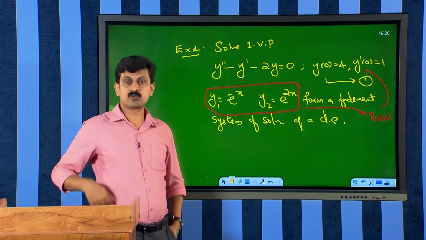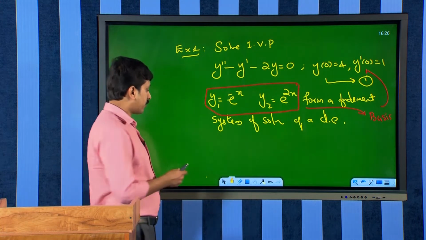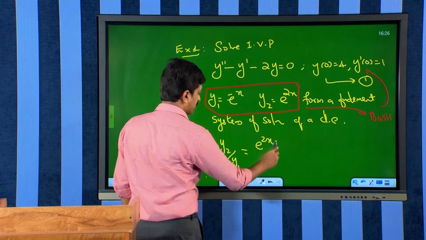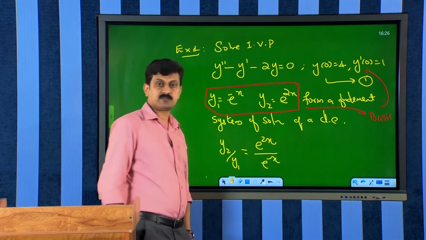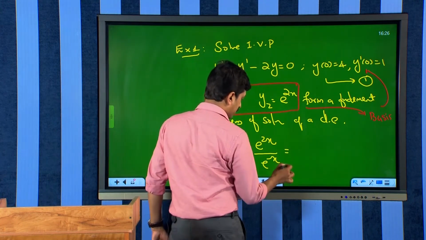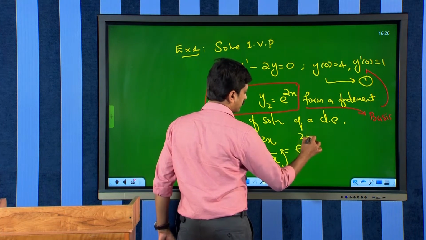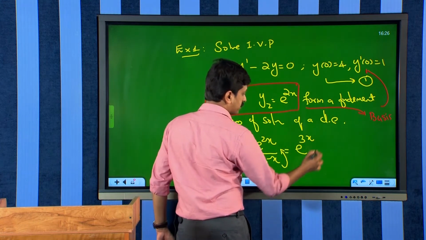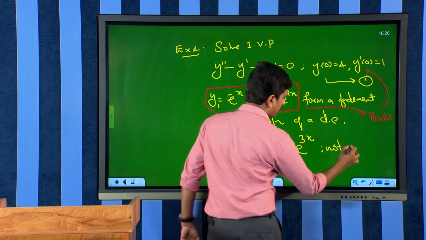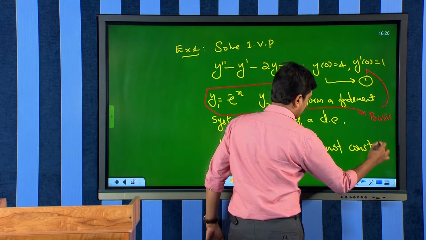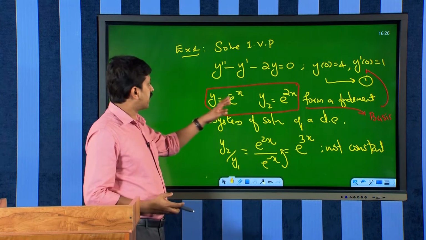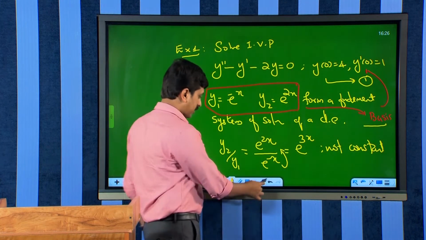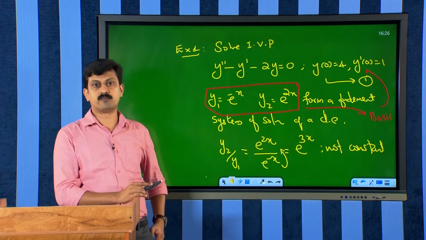Also we can say that y2 divided by y1 is equal to e raised to 2x divided by e raised to minus x, which is e raised to 2x plus x, equal to e raised to 3x. E raised to 3x is not a constant. Therefore, they are linearly independent solutions. Hence, that is the fundamental system or a basis.